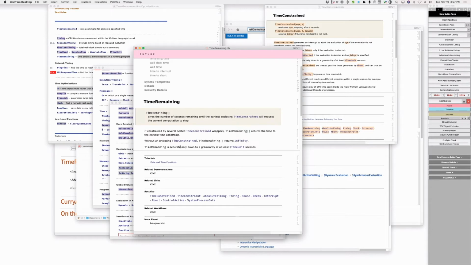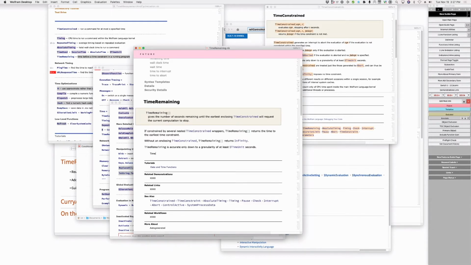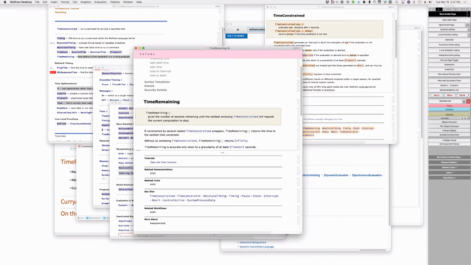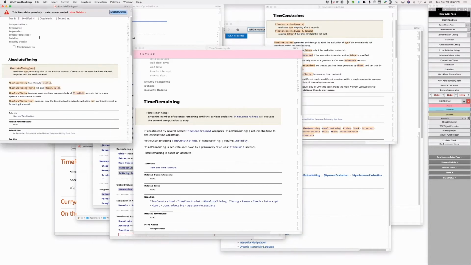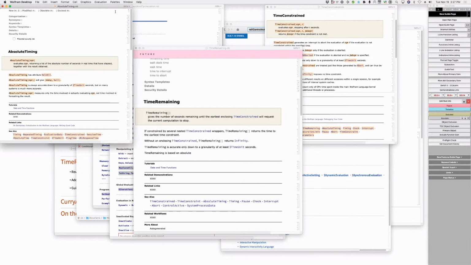But so wait a minute. You're saying time remaining. You said, Danny, you said time remaining is based on absolute. Are we calling it wall clock time? Absolute is probably synonymous, effectively. And it goes with our absolute timing function. Right. It's based on absolute real time, not just CPU time.